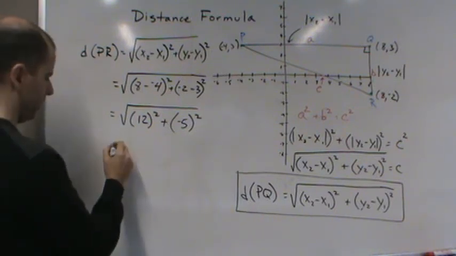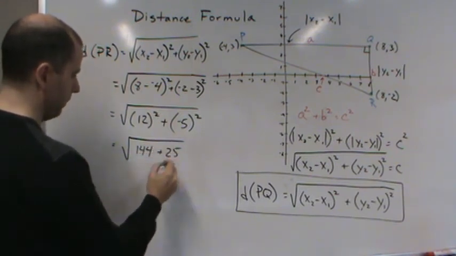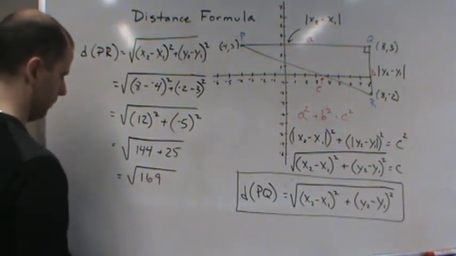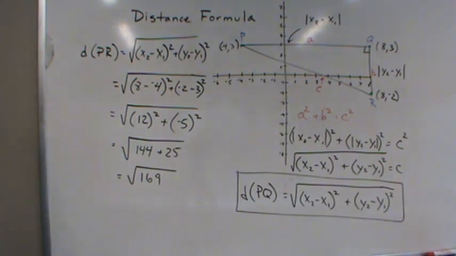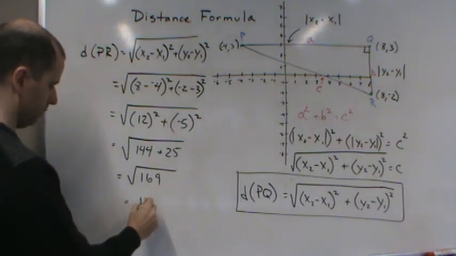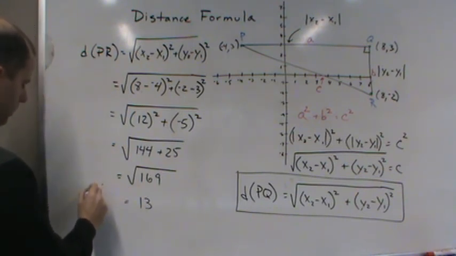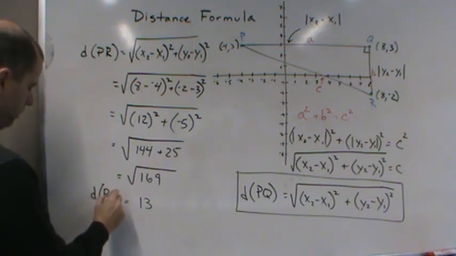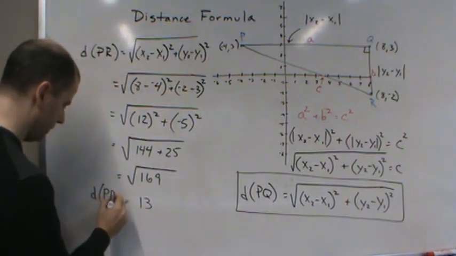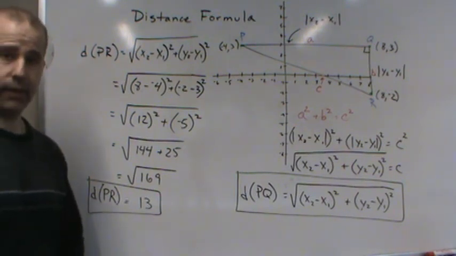Okay, and so now if we simplify it even further, what do we get? We get 144 plus 25, which just gives us the square root of what? 169. Okay, and what's the square root of 169? It's going to be 13. Okay, so the distance PR equals 13 units. And we're done. And that's how you use the distance formula.